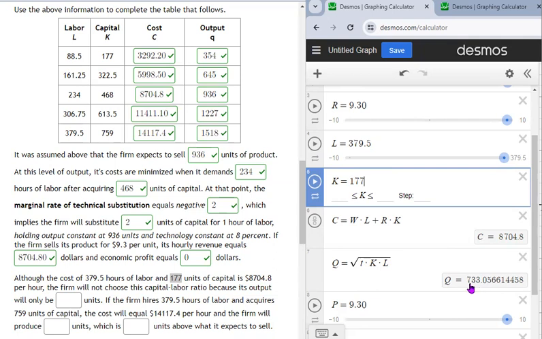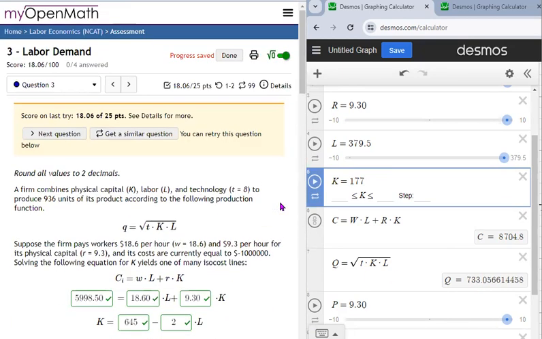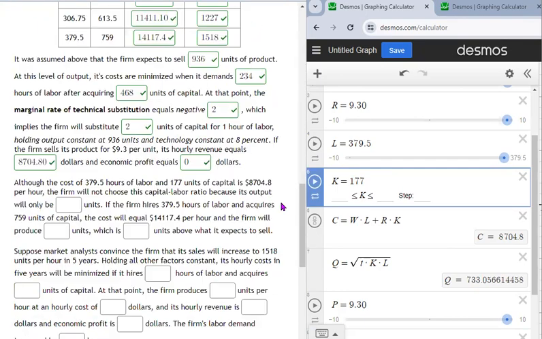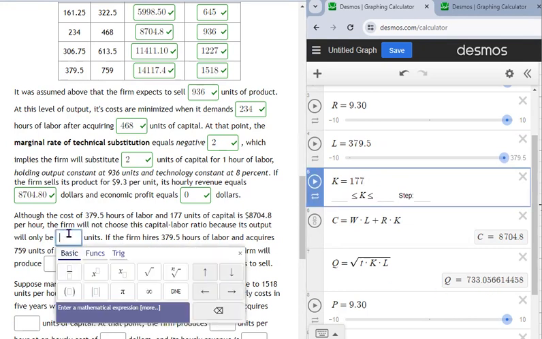Its output is only 733, right? 733. How many decimal places do we need? We need 2 decimal places. So this capital labor ratio can only produce 733.06 units of output.